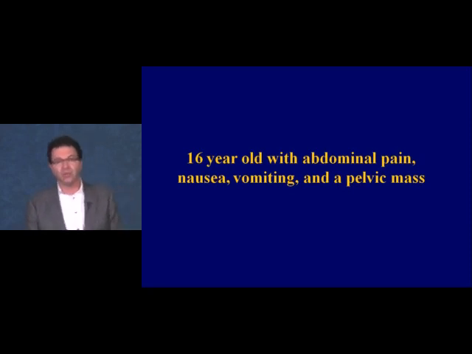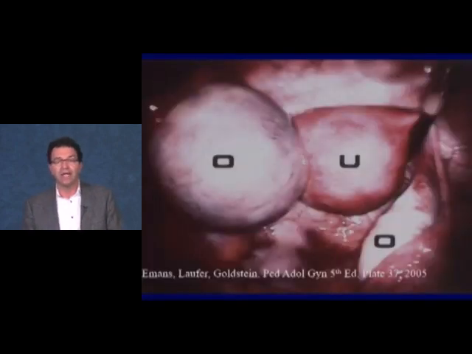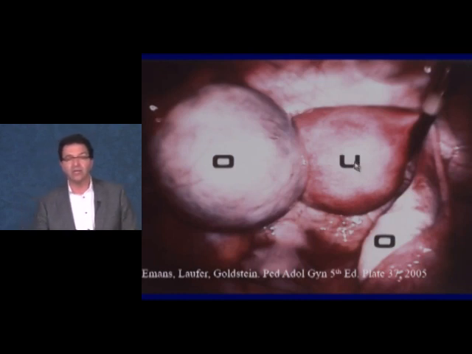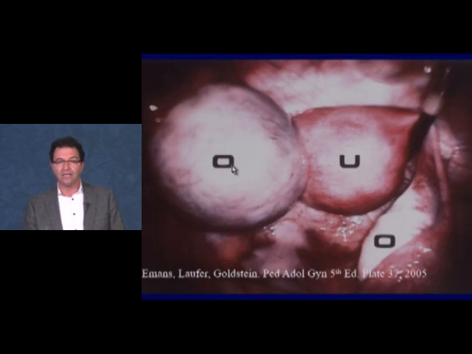Here's a 16-year-old who presents with abdominal pain, nausea, vomiting, and a pelvic mass. Now, I hope by the end of this presentation, you will think pain, nausea, vomiting, and a mass equals concern for ovarian torsion. But let's look at this case. In this case, you can see the uterus, the ovary, and an ovarian cyst. Now, this case is not torsed.